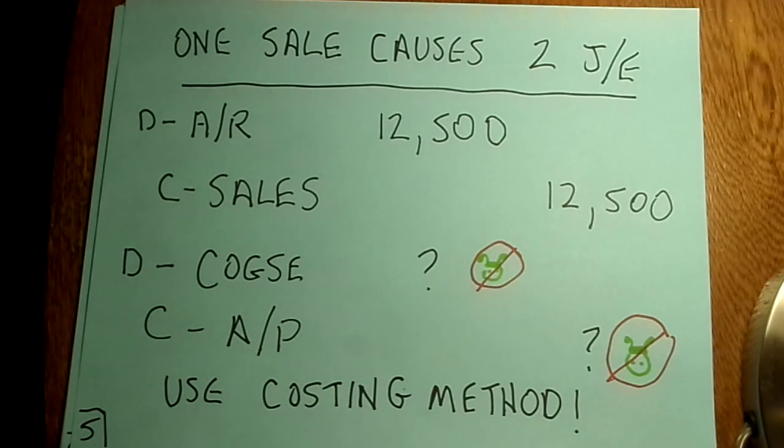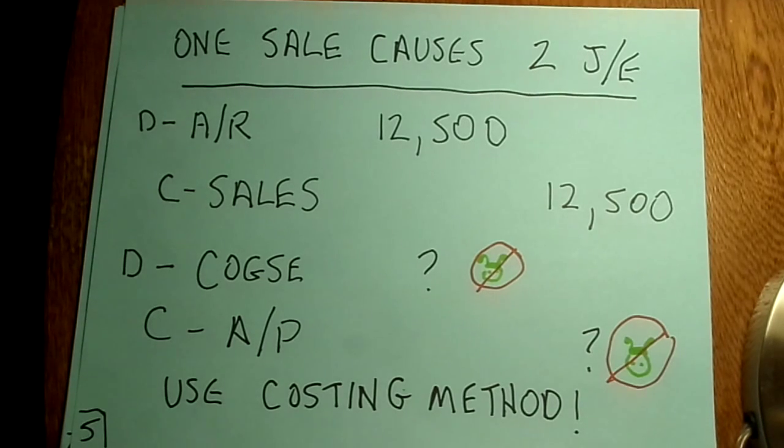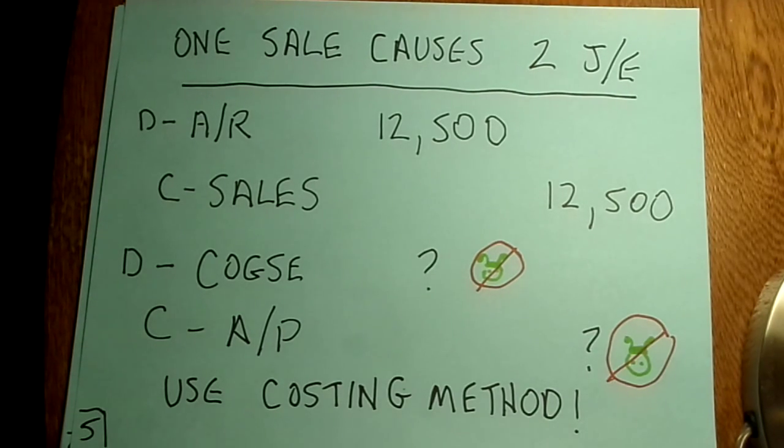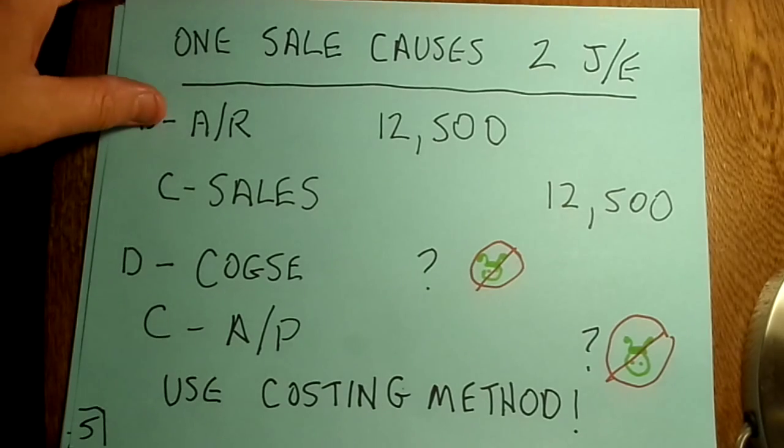Now I'm going to say this again at the end of the case study, but for now I want to point out this number, cost of goods sold expense and accounts payable, cannot be $12,500, because if it was, this company would be run by idiots, and you would know that because the company would not just break even, they'd actually lose money.